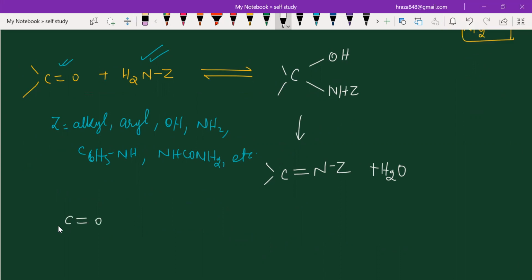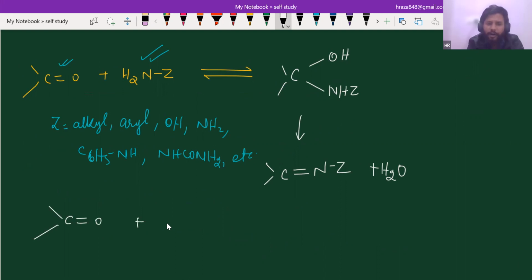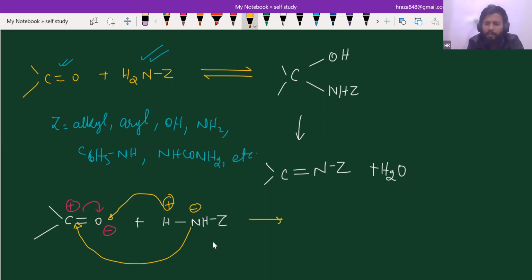Thank you. This is the reactant, and another reactant I'm going to write like this. As you can see, nitrogen will take electrons, and nitrogen is more electronegative, so it will have negative and this carbon will have positive. So again, this double bond will be broken, and with O there was H, and with this, NHZ comes.